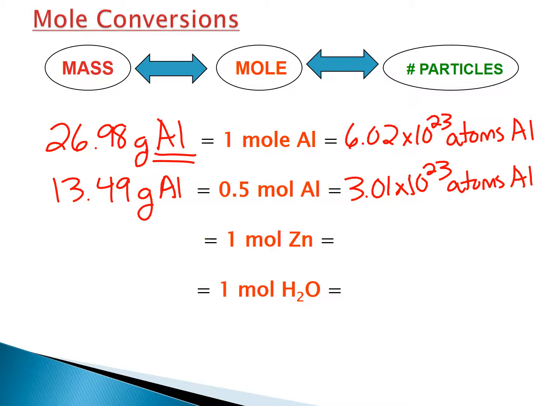If I have a mole of zinc, its mass is going to be different because it has a different mass in the periodic table. So it's 65.39 grams of zinc. But the number of particles is not going to change because that is not dependent on the substance. So it's still going to have 6.02 times 10 to the 23rd atoms.